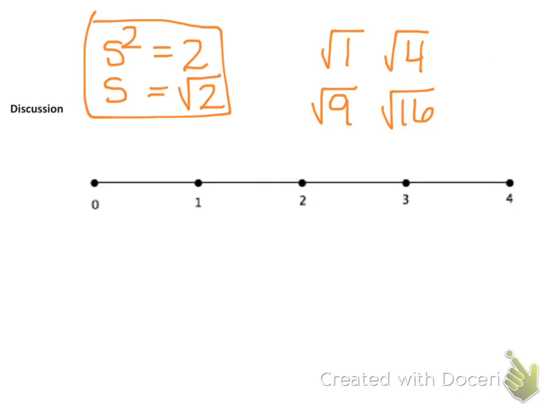The square root of 1 is just 1, because 1 times 1 is 1. The square root of 4 is 2. So it goes right down here, square root of 4. Right there. The square root of 9 is 3, because 3 times 3 is 9. And the square root of 16 is 4, because 4 times 4 is 16. Okay, so let's get rid of these guys.